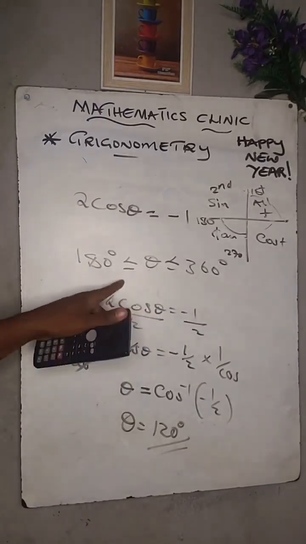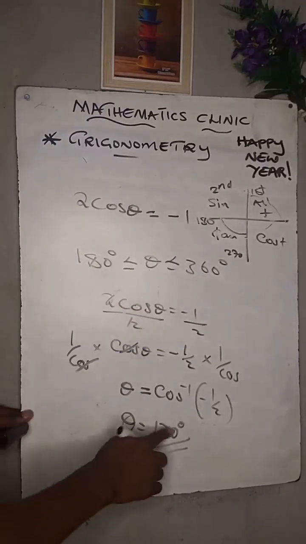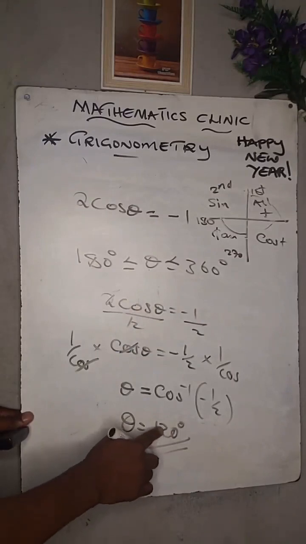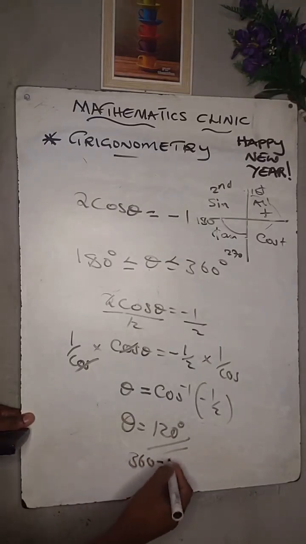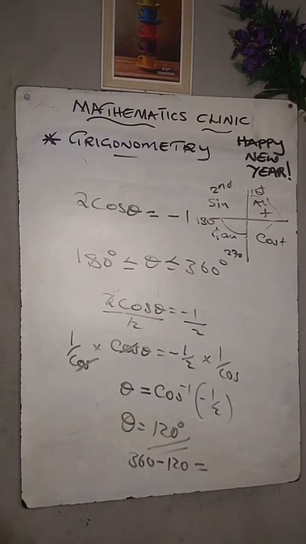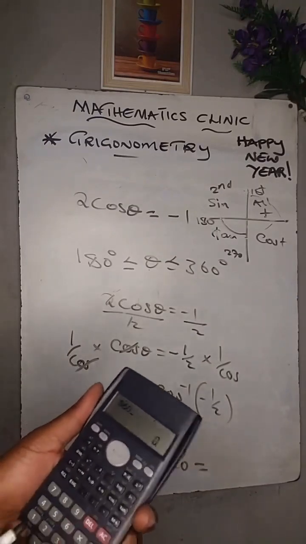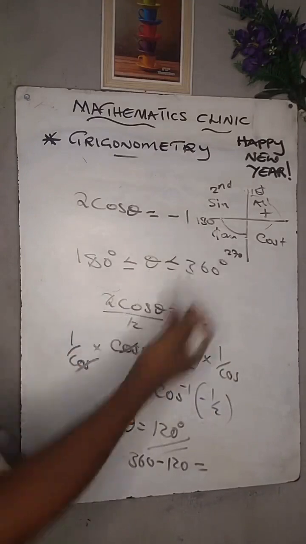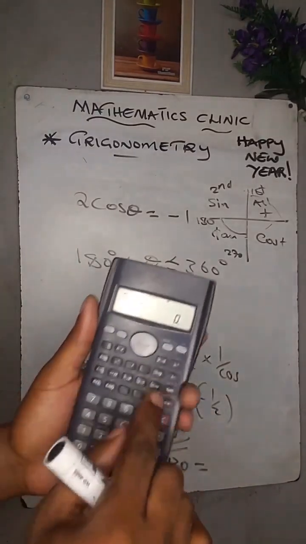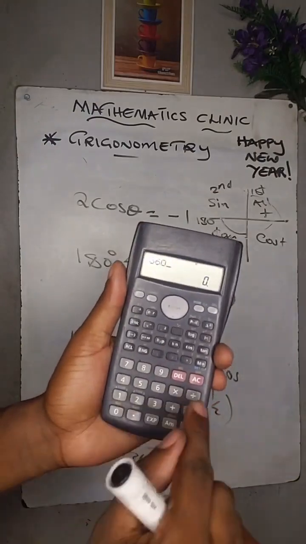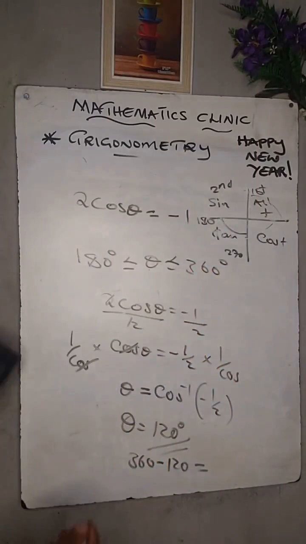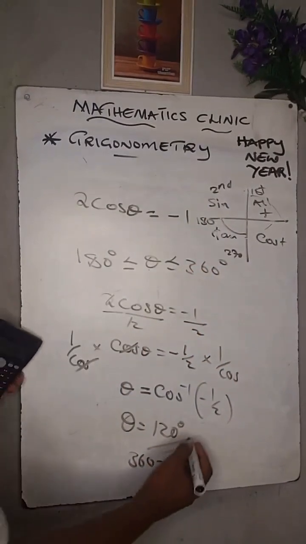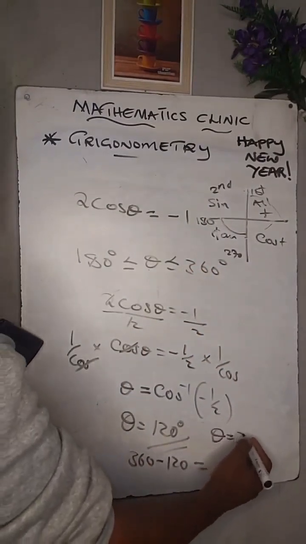But now we have been restricted. So we are going to subtract 120 from 360, and make sure the answer is between 180 and 270. We say 360 minus 120, and we are getting 240. It shouldn't be negative. So now our theta is equal to 240 degrees.